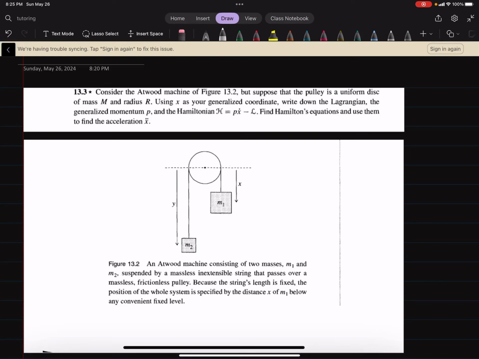Okay, so this is problem 13.2 out of Taylor's Classical Mechanics textbook.